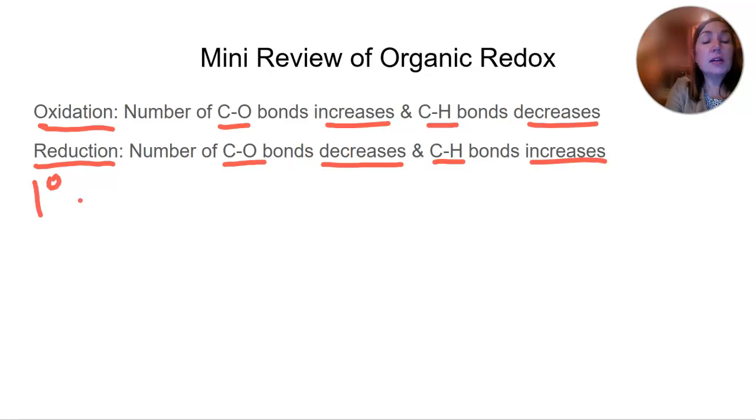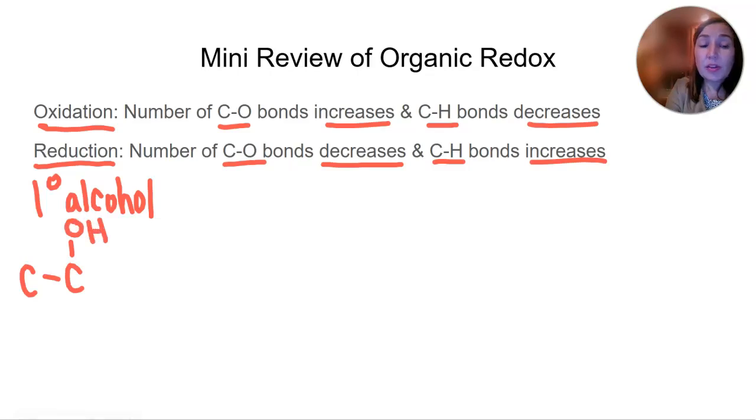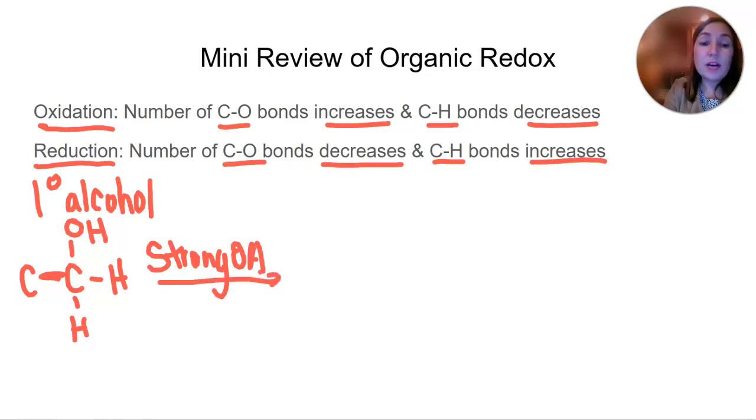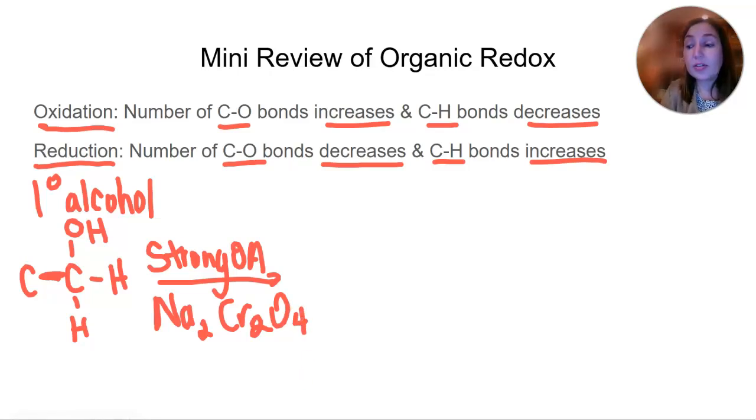Well, we've seen reactions of primary alcohols, for example. With a primary alcohol, you have a carbon that has an OH, and that carbon is attached to one other carbon and two hydrogens. So it's primary because it's attached to one other carbon. And we used strong oxidizing agents, usually a dichromate, which we saw in our lab.